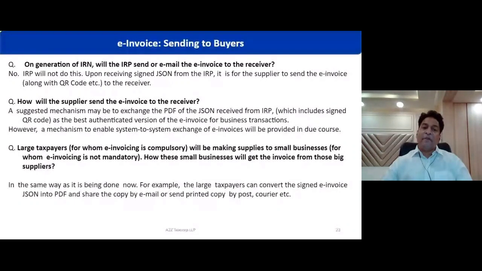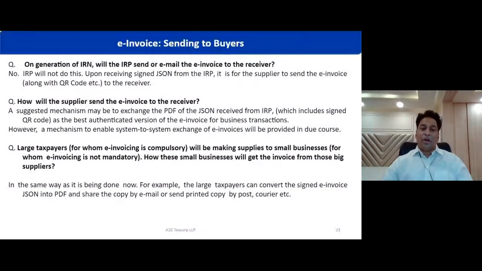Next question, how will the supplier send the e-invoice to the receiver? The suggested mechanism may be to exchange the PDF of the JSON file received from IRP, which includes the signed QR code, as the best authenticated version of the e-invoice for business transactions. However, a mechanism to enable system-to-system exchange of e-invoice will be provided in due course.